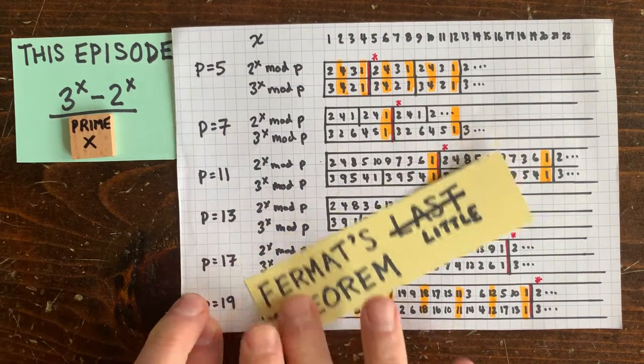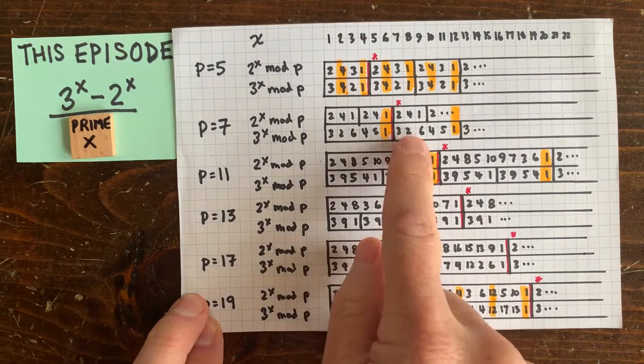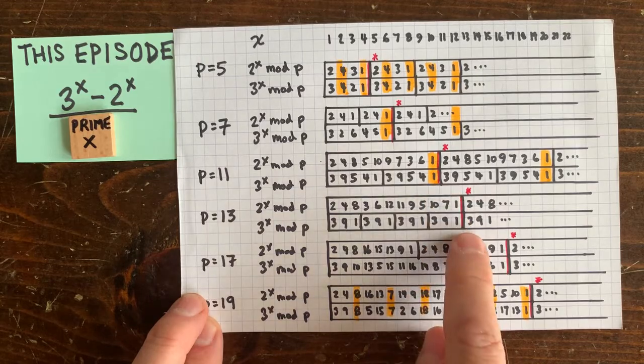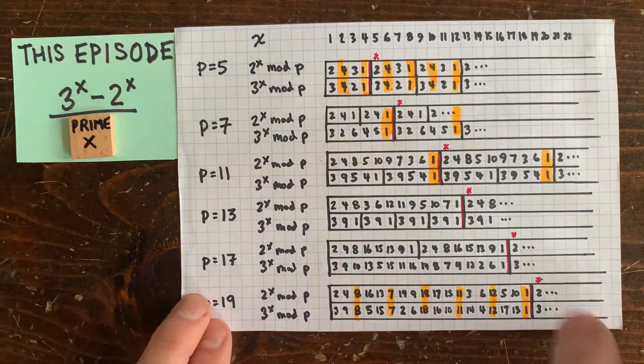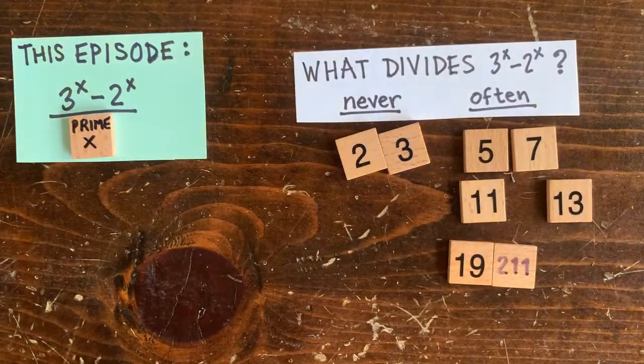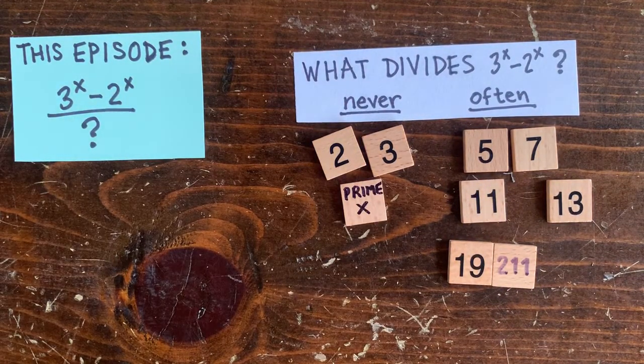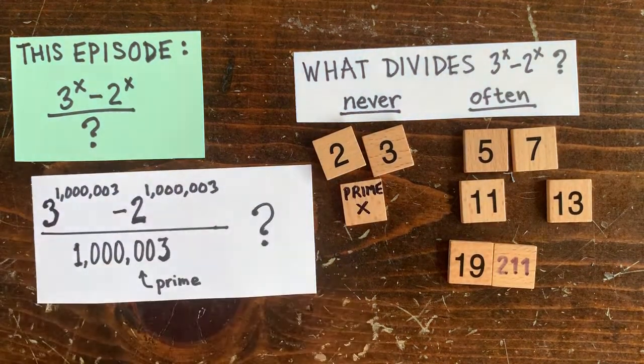And same thing for 3^7 minus 2^7 mod 7, or 3^11 minus 2^11 mod 11, and so on. That means 3^x minus 2^x is never evenly divided by x when x is prime. There's always a remainder of 1. So without too much calculation, we can say 1,000,003 doesn't divide 3^1,000,003 minus 2^1,000,003.